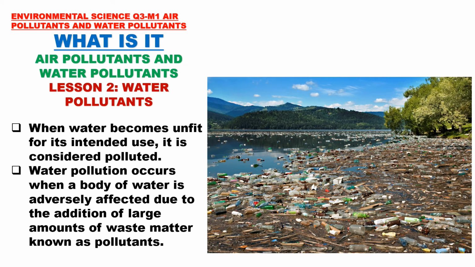So next, we have lesson 2, water pollutants. When water becomes unfit for its intended use, it is considered polluted. Water pollution occurs when a body of water is adversely affected due to the addition of large amounts of waste matter known as pollutants. Here we have an example of a polluted body of water.